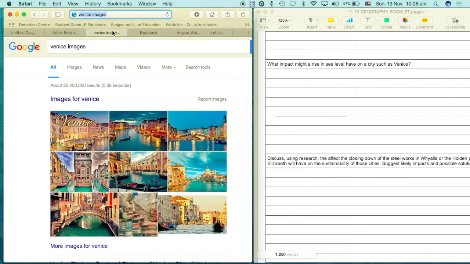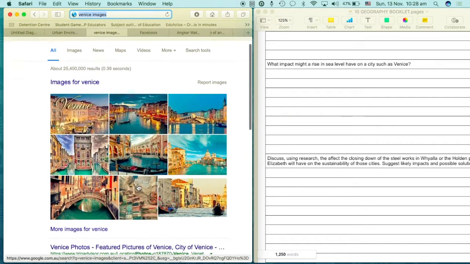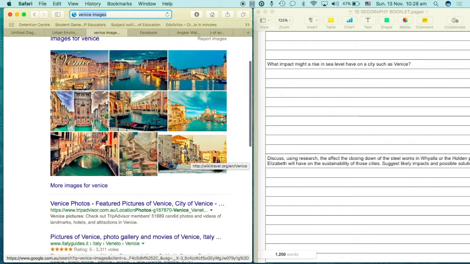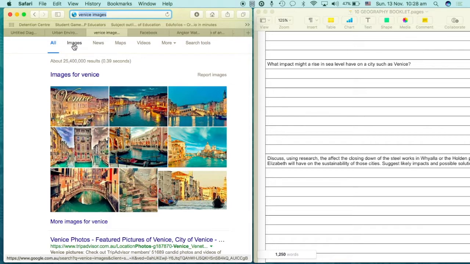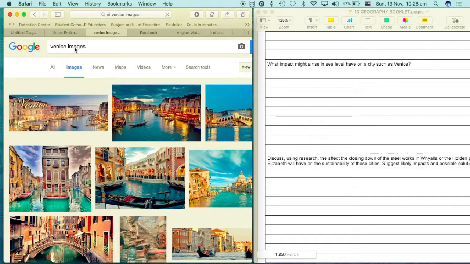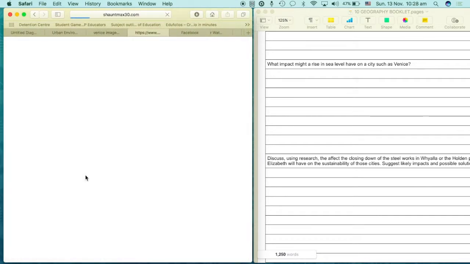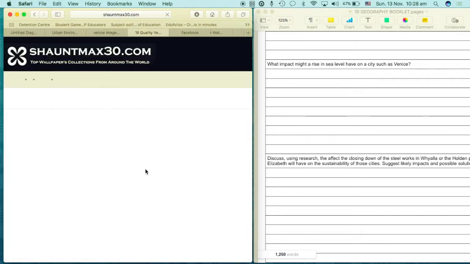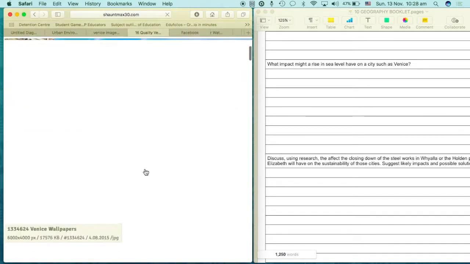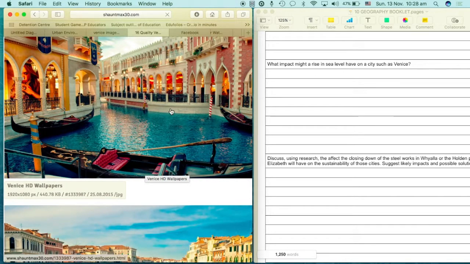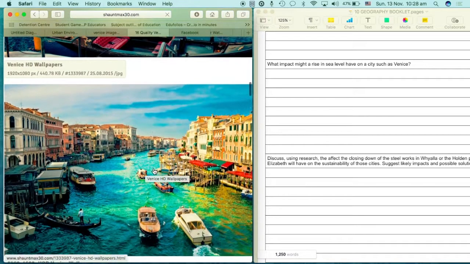So let's have a quick look at some images. So there we have images of Venice, and you can quite clearly see that there's lots of water around. So it wouldn't take much. You can see that there really isn't much to go before the water is in the buildings.